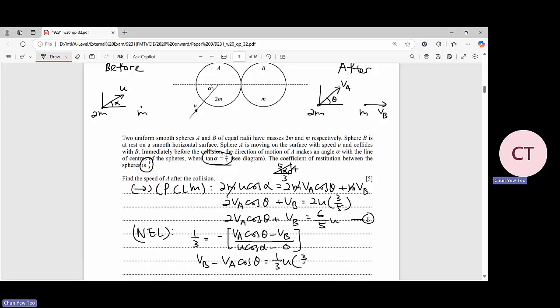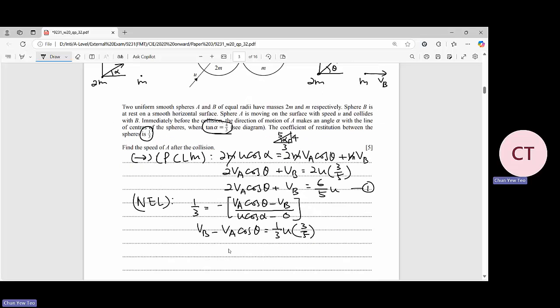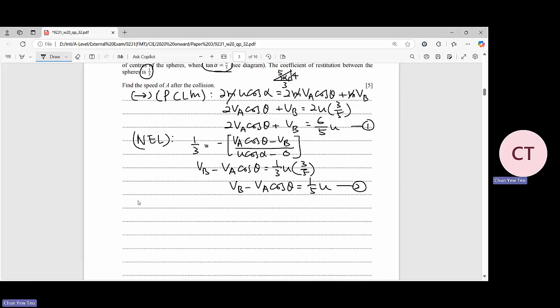Cos alpha is 3/5. So you have VB minus VA cos theta is equal to 1/5 u. That is your second equation. We want to find the speed of A, so we just need to take the number 1 minus the number 2. You get 3VA cos theta is equal to, if you minus it, you get u. So your VA cos theta is 1/3 u.